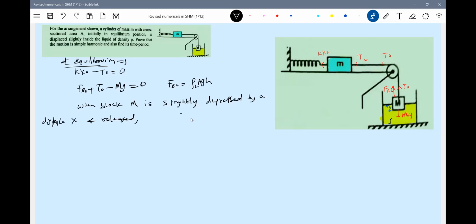So what is the net acceleration? This will start accelerating up, and the other will also accelerate because they're connected by a common string, so both will have the same acceleration. The resulting equation will be k(x naught plus x) minus T naught equals ma. Then for the new buoyant force, FB minus T minus mg equals ma. The new buoyant force will be rho L A g (h plus x).